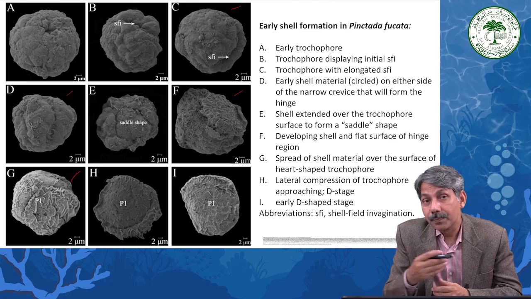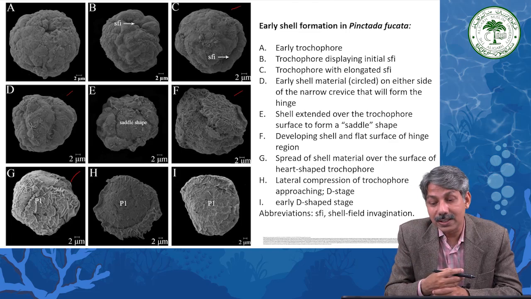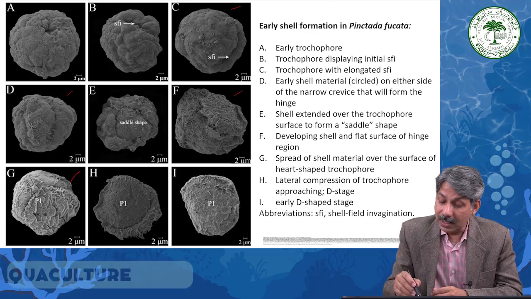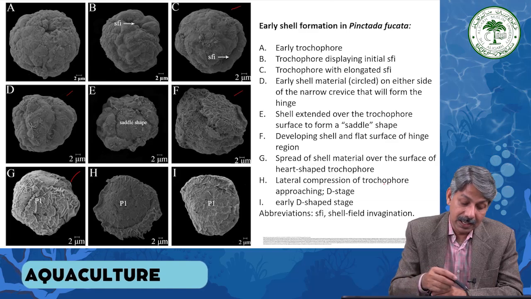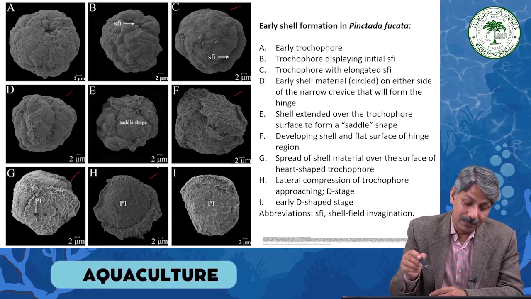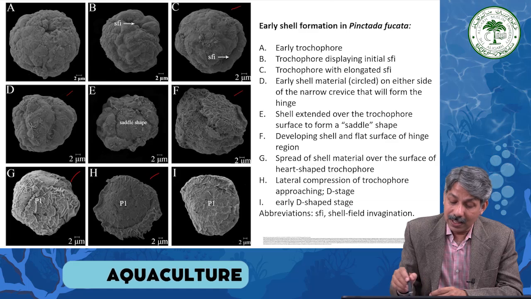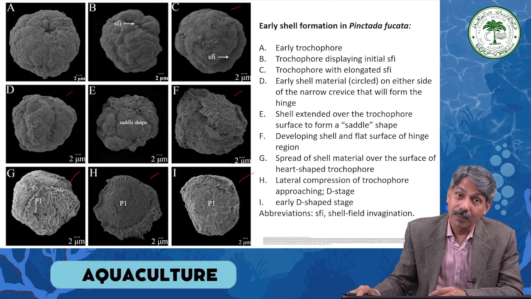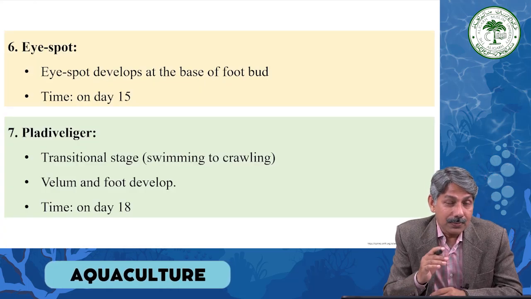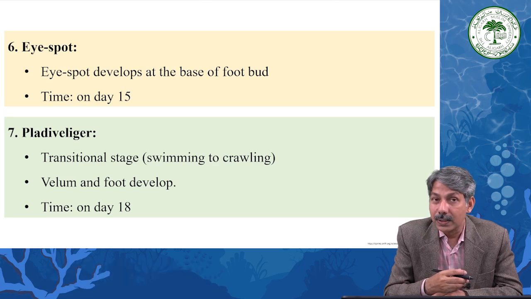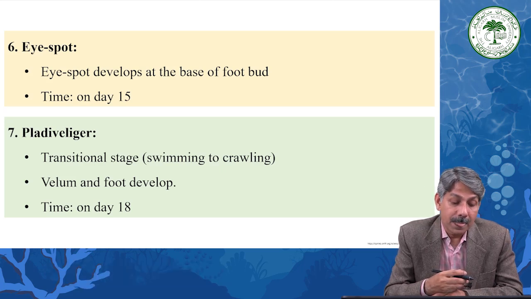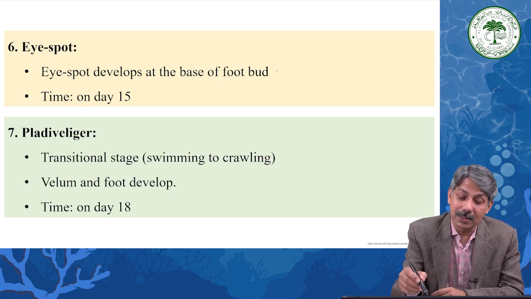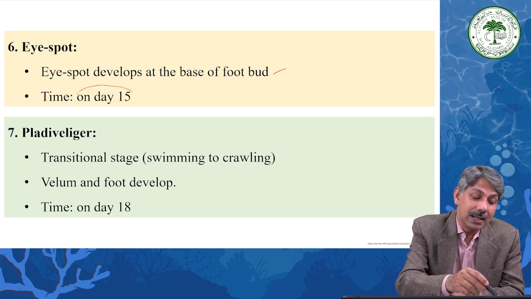So, how the shell material is progressing, how the shell is forming in Pinctada, has been very beautifully shown in these diagrams. Then lateral compression of the trochophore in H is quite visible now, and I shows the early D-shaped stage. The peculiar shape has also started to take up. After that, we have progressed to the next stage, the eye spot. The eye spot develops at the base of the foot bud on day 15.